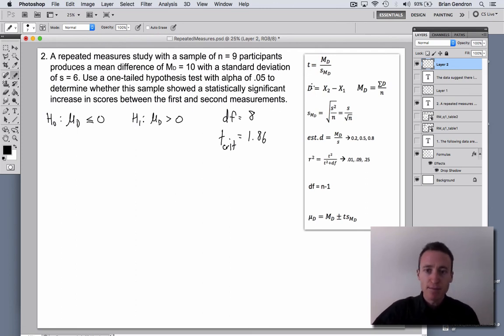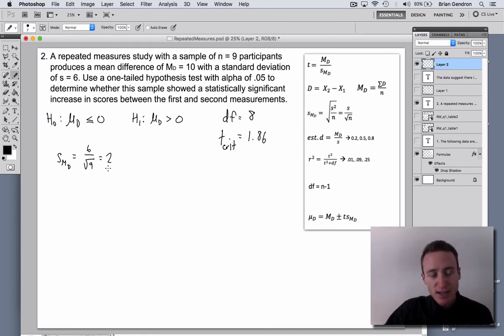Just like in the last problem, in order to calculate t, you need your average difference for the sample, which is already given to us as 10, and then you need your estimated standard error, which formula is down here. And so let's go ahead and calculate that. All right, so standard deviation of 6 divided by the square root of your sample size. So 6 over 3 is 2. So the interpretation of this value, I really think it's important to know how to interpret these values so you're not just going through the motions.